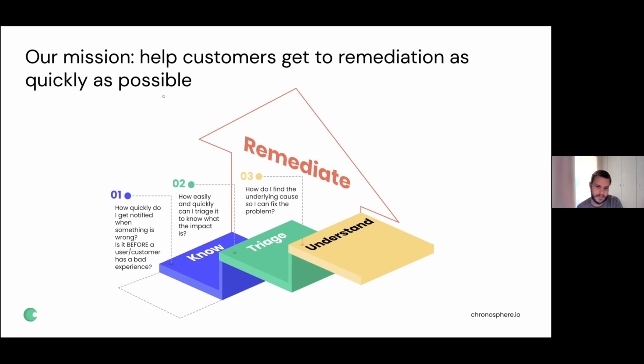And then the next part of the problem is triaging. That knowledge is all well and good, but if you can't use it in an effective way to quickly triage a problem, which is basically understanding where the impact of an issue actually is and how to mitigate that issue without fixing a root cause, that's really important.